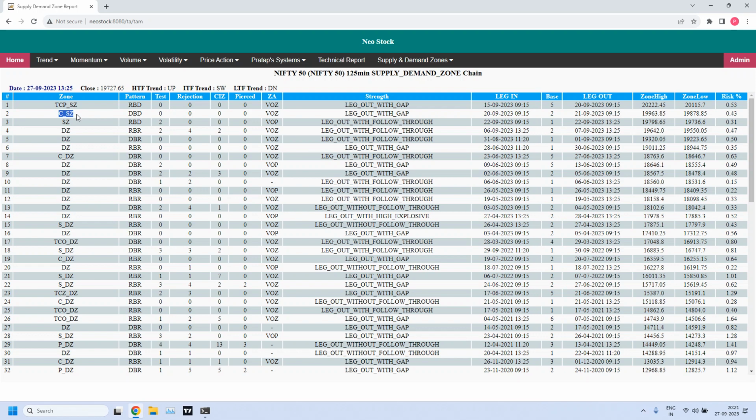Similarly, if I want to take a trade on the demand zone, this is the first demand zone, this is the second one, this is the third one, this is the fourth one. This is the high liquidity demand zone. In case Nifty reaches 18,736, I don't want to miss the trade. My risk is also 0.63. It is a high liquidity zone.